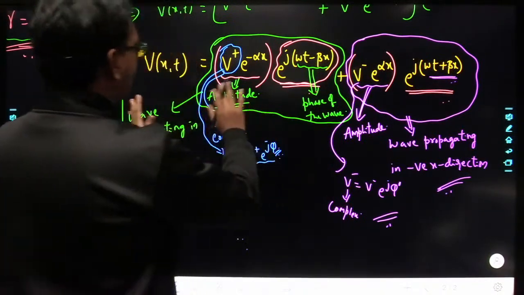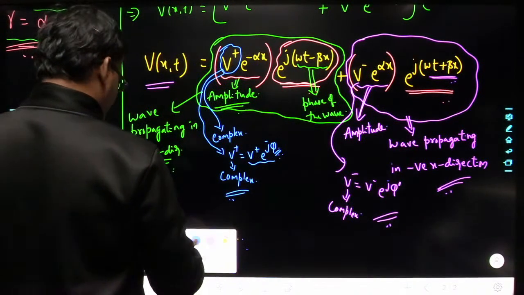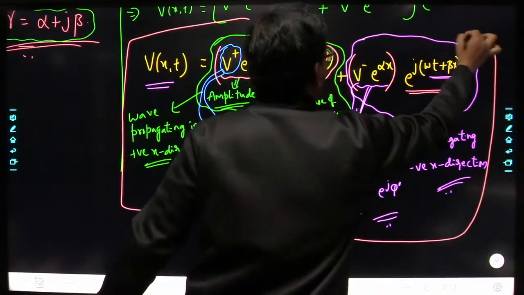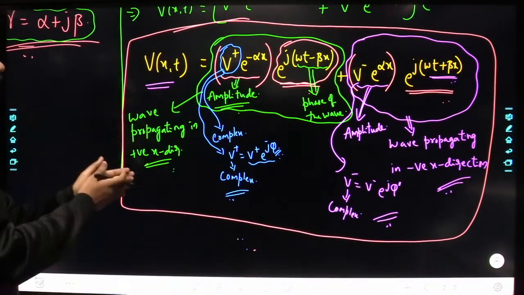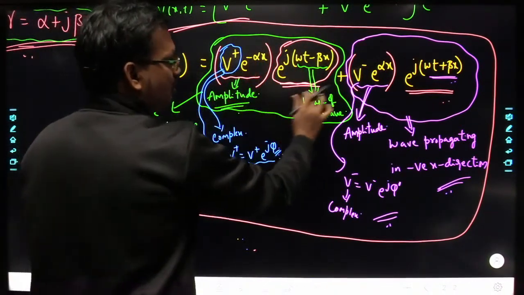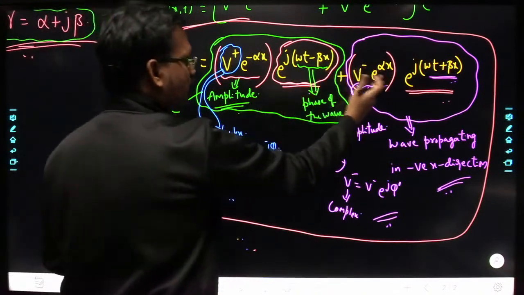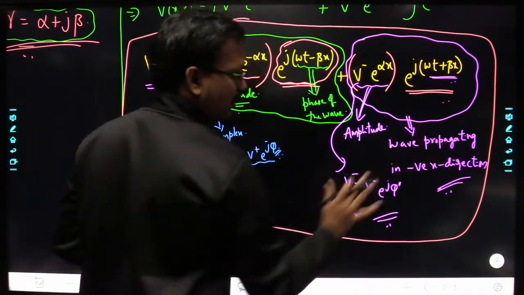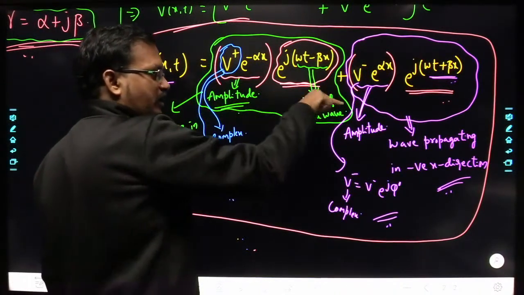Understood? Now this is the complete solution of the voltage on the transmission line. What we got is a wave that is propagating along positive x direction plus a wave that is propagating along negative x direction. So it is a superposition of a forward traveling wave and a backward traveling wave. Backward traveling wave means it is propagating in negative x, and forward traveling wave means it is propagating in positive x.